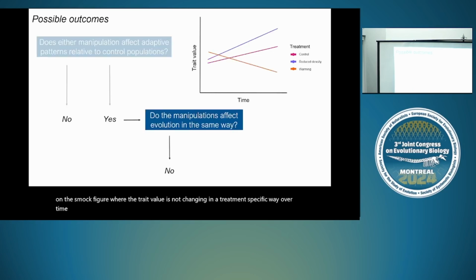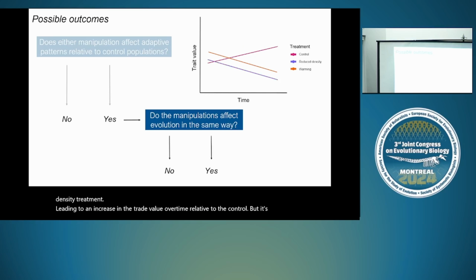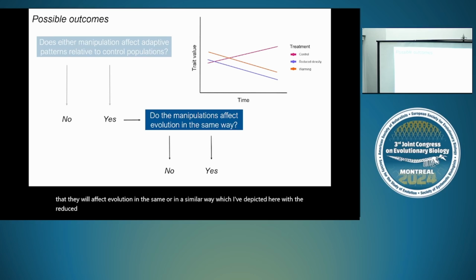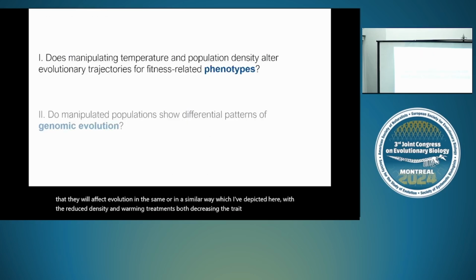But alternatively, we might find that the manipulations do affect adaptive patterns. They might not do so in the same way. And here I've depicted an example where we might see the warming treatment leading to a decrease in the trait value over time versus the reduced density treatment leading to an increase in the trait value over time relative to the control. But it's also possible that they will affect evolution in the same or in a similar way, which I've depicted here with the reduced density and warming treatments both decreasing the trait value. So the first question that I asked was, does manipulating temperature and population density alter evolutionary trajectories for fitness-related phenotypes?